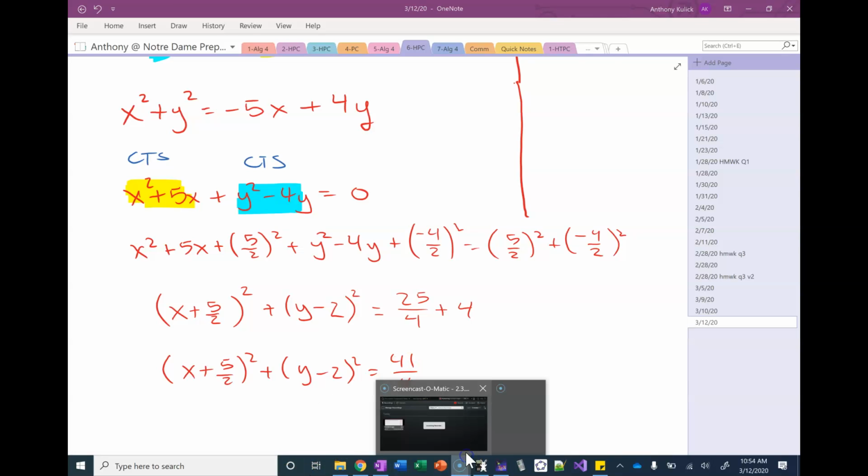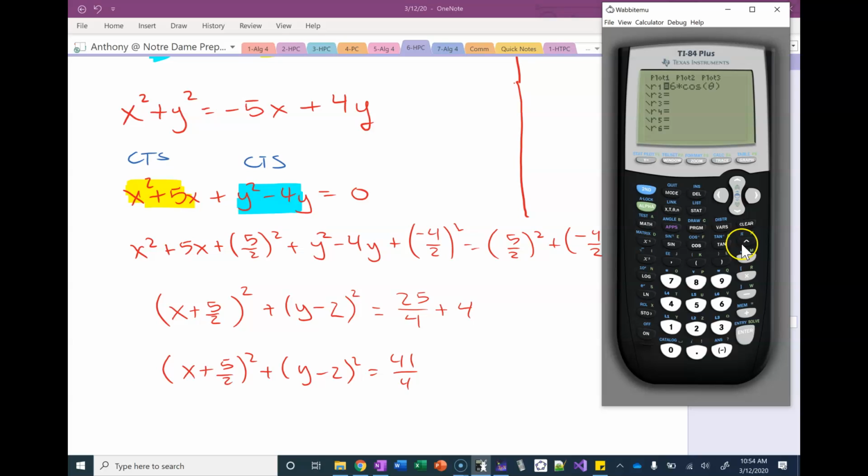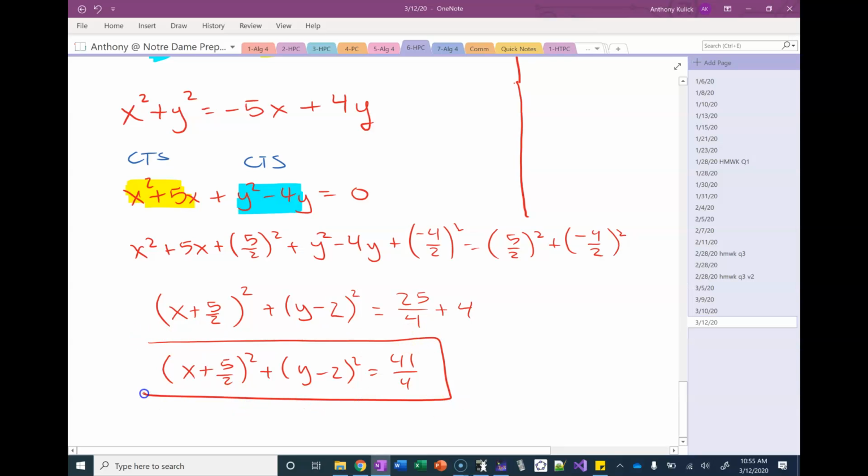Let's check that on our calculator. Oops, that's not the calculator. So I have 5, -5 cosine theta plus 4 sine theta. And we'll just hit graph. And that center appears to be -2.5, comma 2. And if I count, the radius is a little more than 3. So I'm pretty convinced I've done that correctly, because our picture matches the Cartesian form that we wrote. Everybody's okay there?